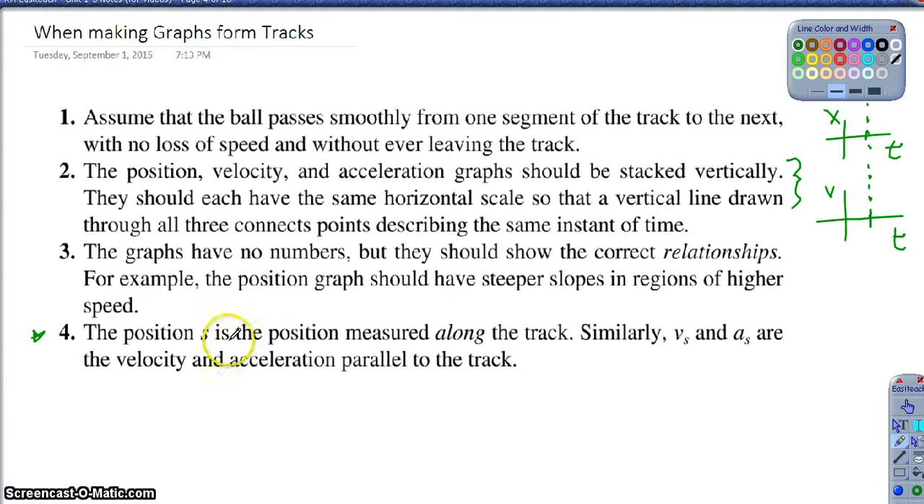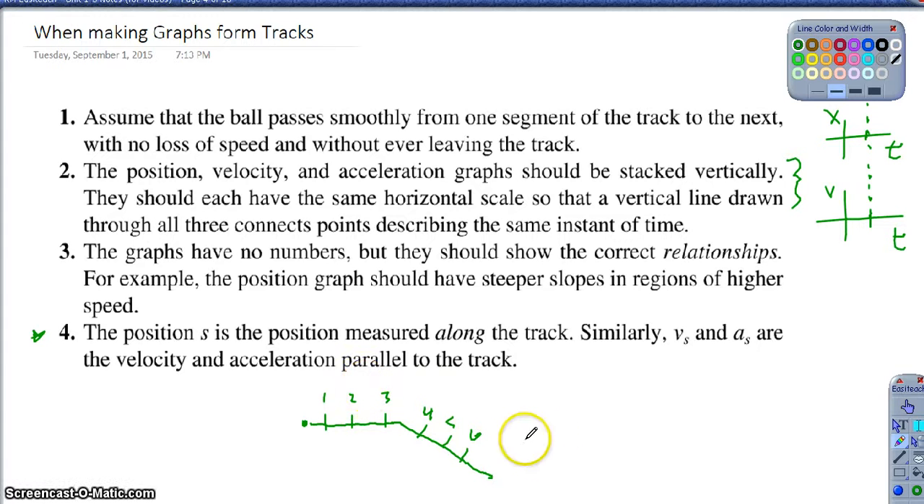The position is the position measured along the track. It's not the position from a given point. So what that means, if I have a track that is something like this and then something like this, rather than just defining this as 0 and this as some point where we'd have to find the hypotenuse, the position is just how long it is along that track. So maybe 1 meter, 2 meters, 3 meters, 4 meters, 5 meters. It's not worried about the direction change.